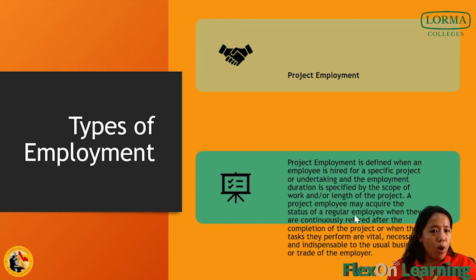A project employee may acquire the status of a regular or permanent employee when they are continuously rehired after the completion of the project. So let's say, after 180 days or even more than that. After the project is done, it took you 2 years to finish the project and you are rehired. That is considered continuous work and you can jump from being a project employee to a regular or permanent. Most especially if you are being rehired for the performance of vital or necessary and indispensable activities for the business of the employer.